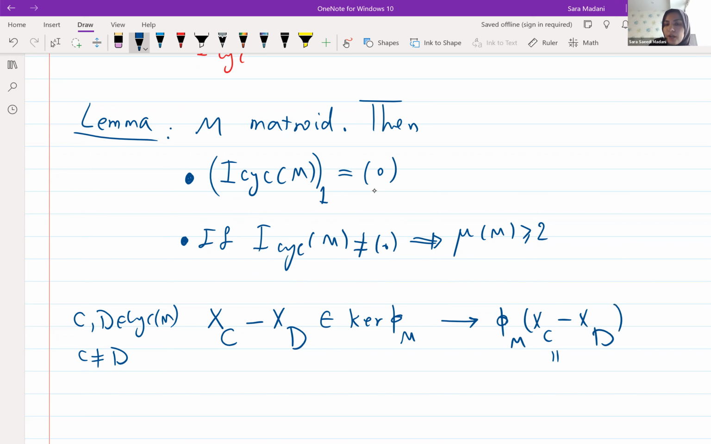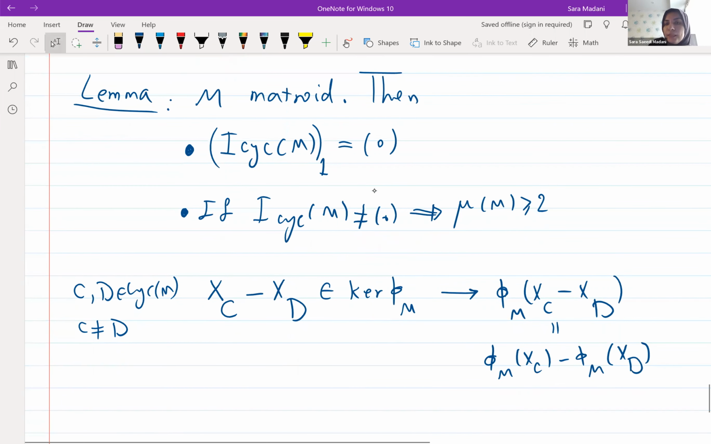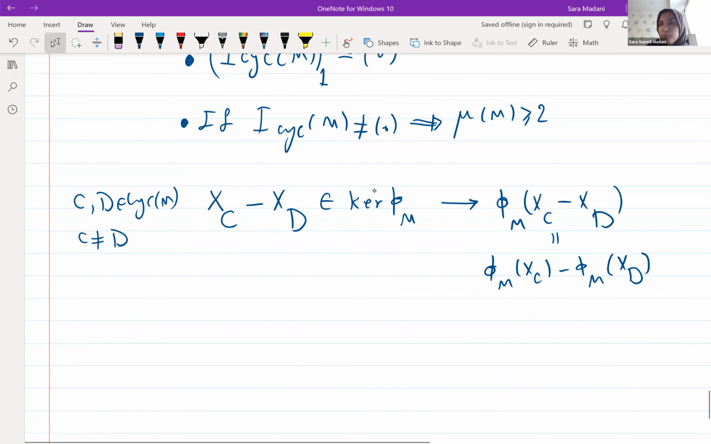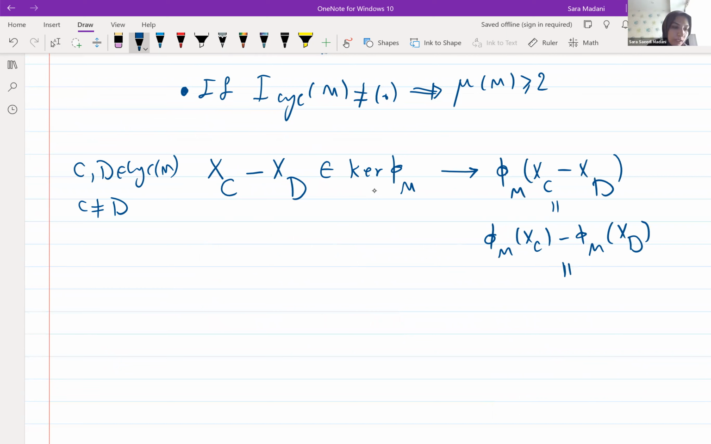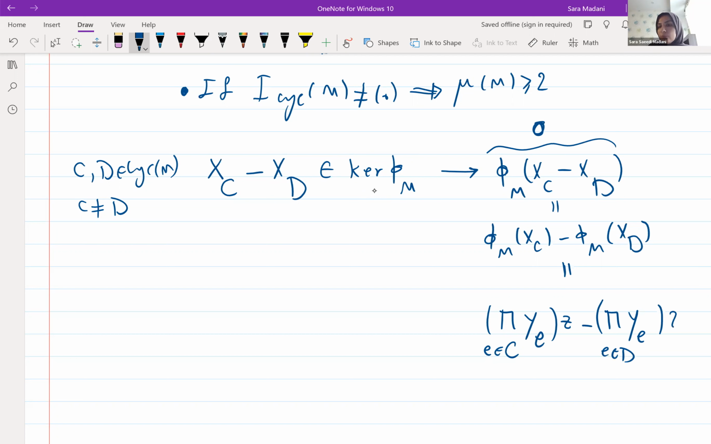This is just phi m of xc minus phi m of xd. And if you remember, our map sends these two guys to certain monomials. So here, what we get is the multiplication of ye, where e comes from c, z, minus, and this is just zero, minus the multiplication of ye from d, z. And when this is zero, of course, the z's do not have anything to do.